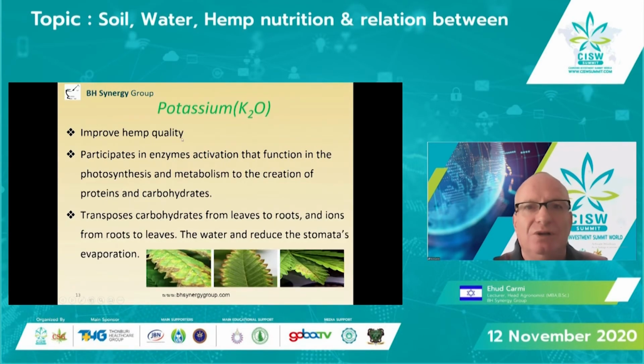The third part of the macro elements is the potassium. The potassium improves the hemp quality. If we said that nitrogen makes the flowering of the plant bigger, the potassium gives stronger parts, and gives it some quality inside.